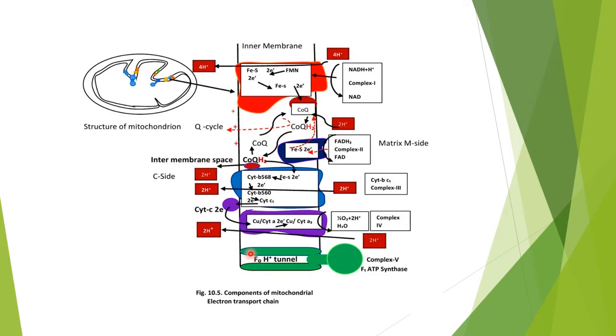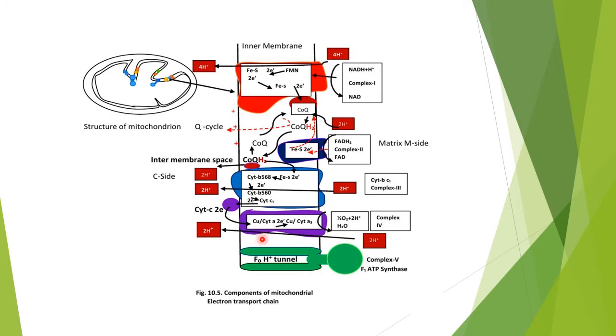And then we will discuss the fifth system, which is the fifth complex, called the ATP synthase complex, which has a tunnel through it. It is responsible for the influx of the protons from the C side to the matrix side, which will be responsible for the generation of ATP towards the matrix side.